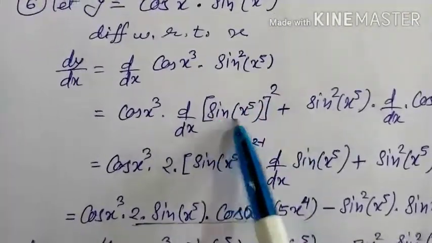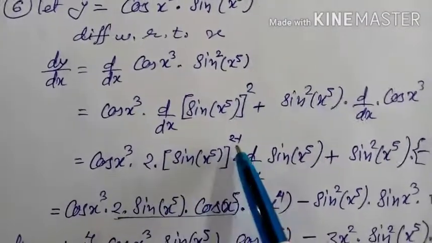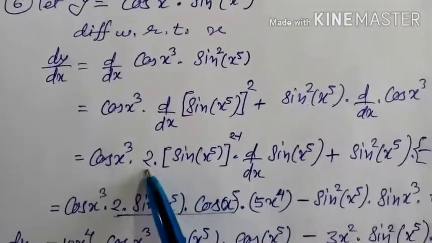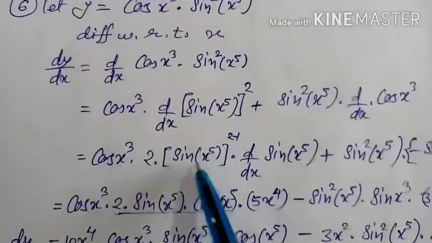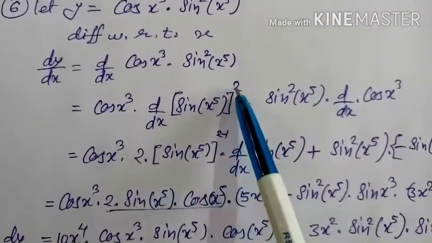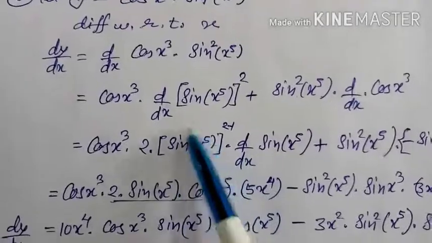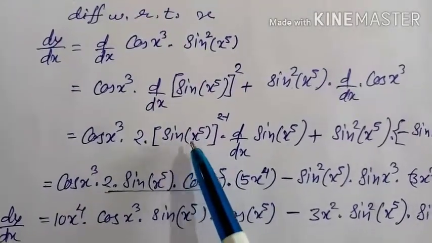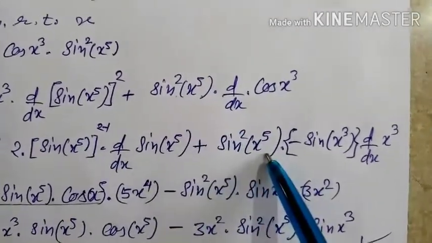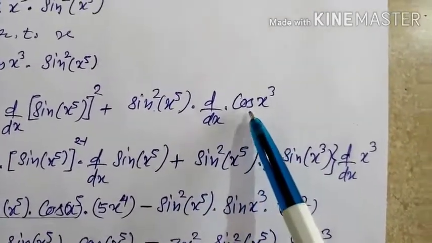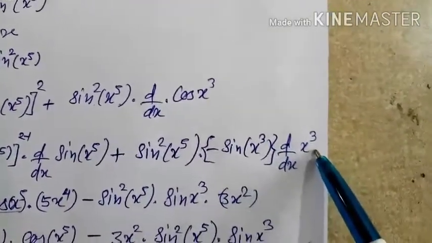Now for this square, suppose this bracket is x, then x to the power n, so this 2 comes here and the power is 2 minus 1. So 2 into x to the power n minus 1, here x is this bracket, sin x to the power 5. So this is the differential of this bracket, into d/dx of this bracket, it means sin x to the power 5, plus sin square x to the power 5 as it is, and the differential of cos is minus sin x cube, into d/dx of x cube also.